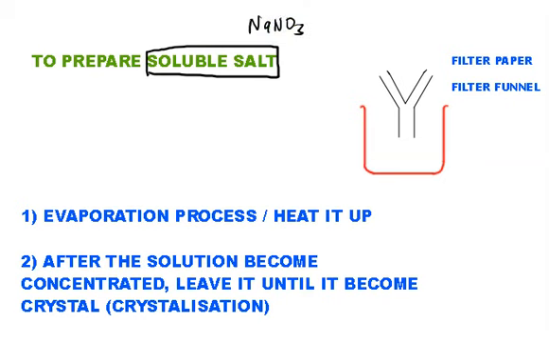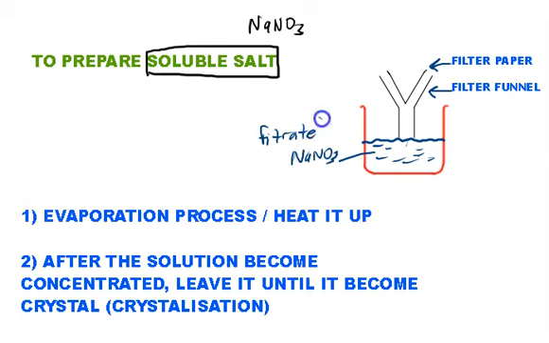Okay, so sodium nitrate, we just have to filter it first. This is the filter paper and this is the filter funnel. The sodium nitrate will be passing through all this and it will form a solution. This is the sodium nitrate, and this is also called a filtrate. And this is called a residue. The residue is what we formed as a precipitate in the previous slide. We call it a residue.